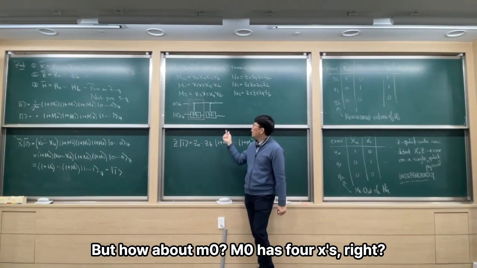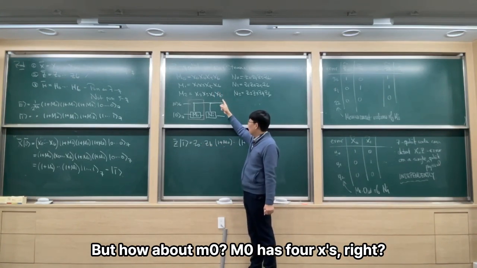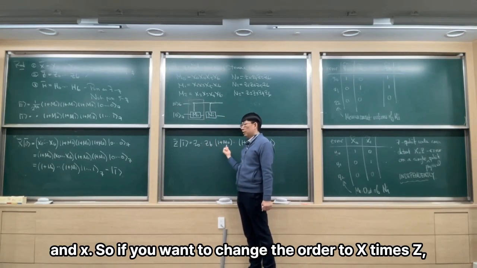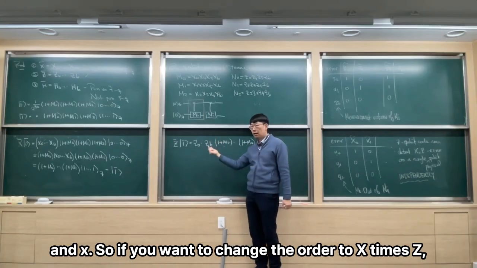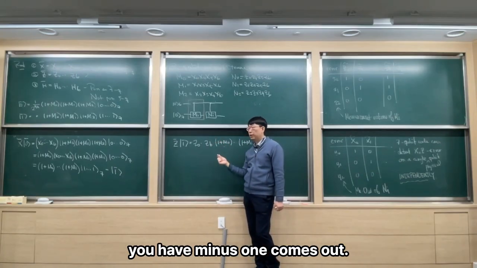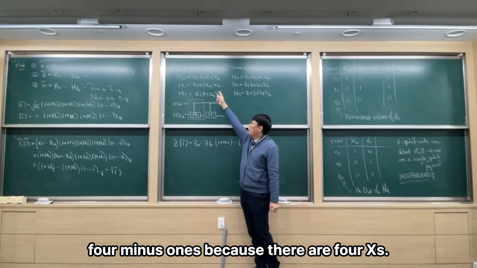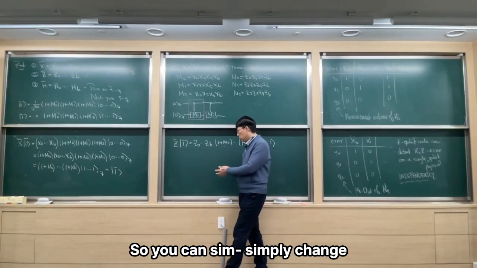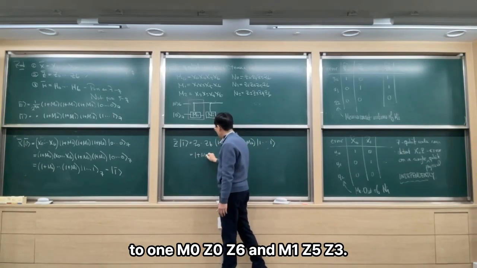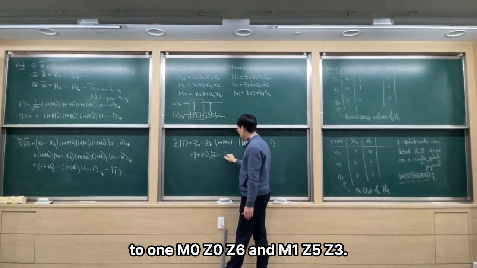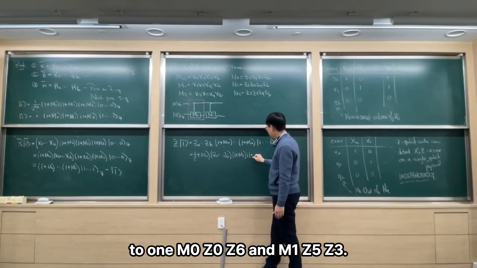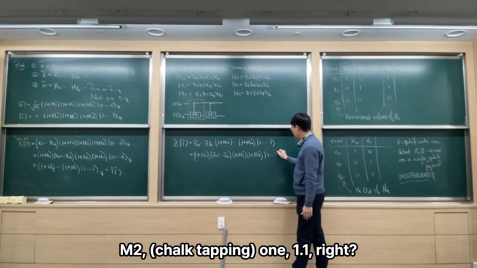But how about M0? M0 has 4 X's, right? So there are 4 places that have Z and X. So if you want to change the order to X times Z, a -1 comes out. But there are 4 minus 1s, because there are 4 X's. So therefore, overall, there's no change. There's no change of coefficient. So you can simply change to 1, M0, Z0, Z6, and M1, M2, 1, 1, 1, 1, right?